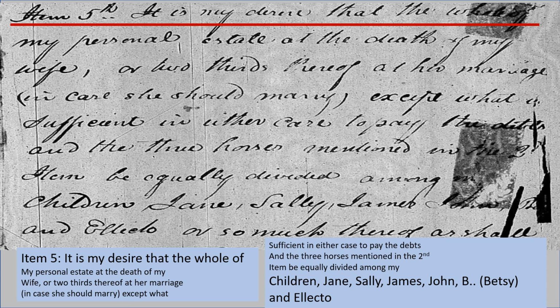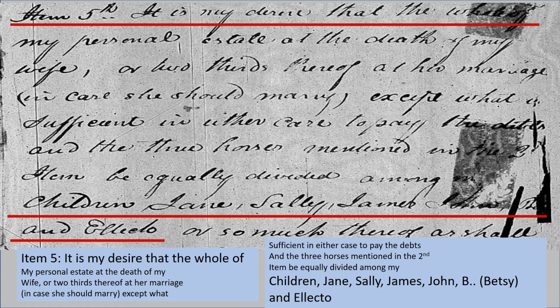Item 5 gives the names of all of his children near the end. It states, "It is my desire that the whole of my personal estate at the death of my wife, or 2/3 thereof at her marriage, in case she should marry, except what sufficient in either case to pay the debts, and the 3 horses mentioned in the second item, be equally divided among my children, Jane, Sally, James, John, Betsy, and Electo."